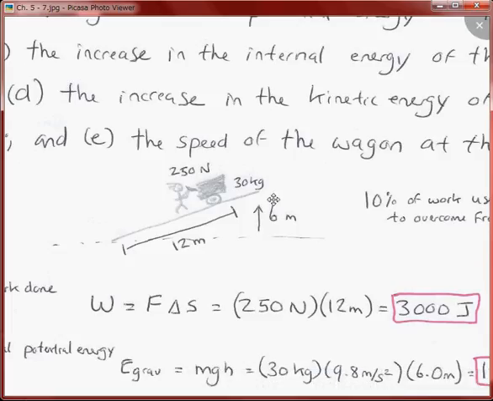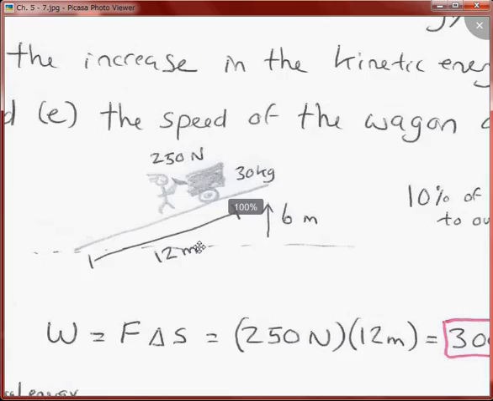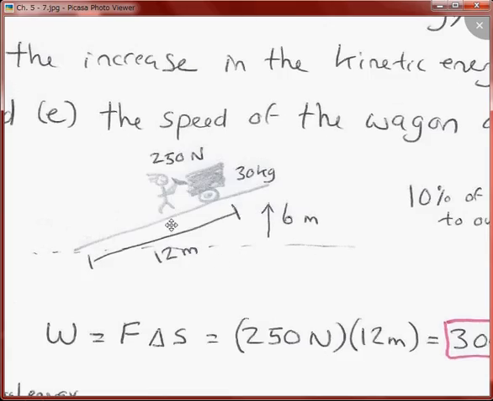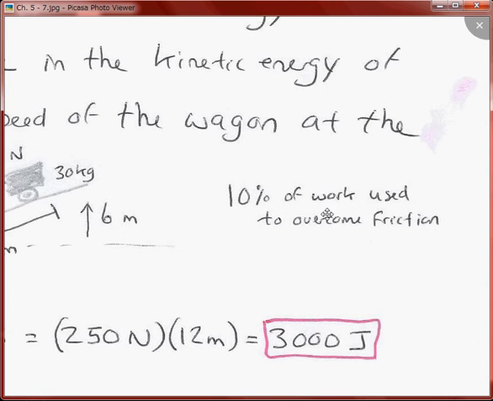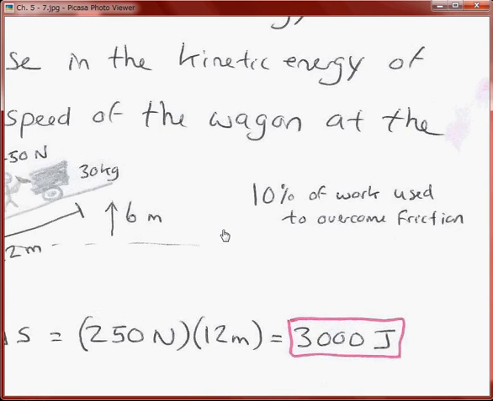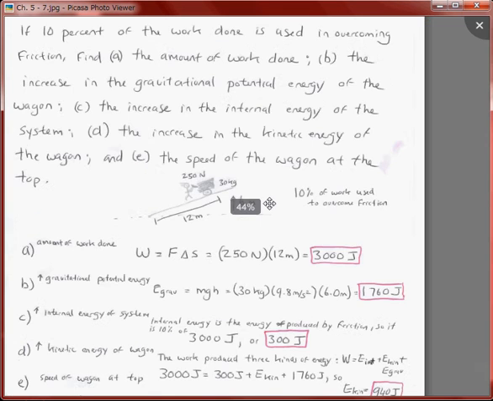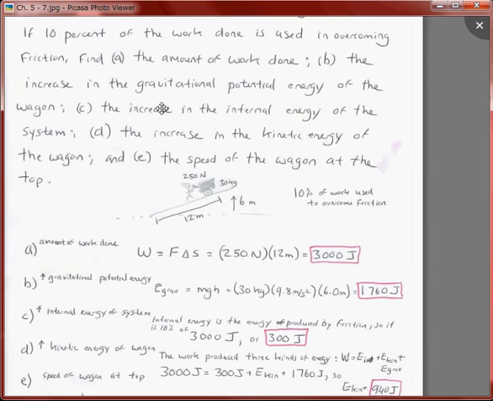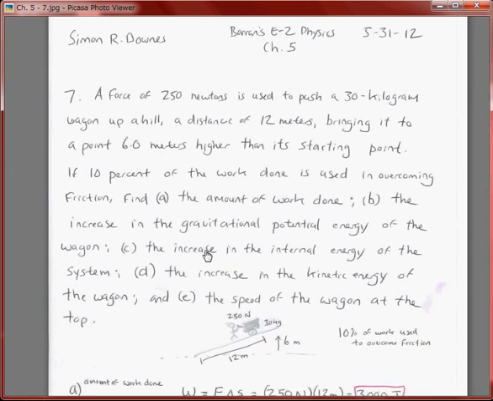Okay, let's give number 7 a try. First, take a look at this funny figure. Someone is trying to push this cart of 30 kilograms up a hill and is using 250 newtons of force and travels 12 meters, and the end point is 6 meters higher than when they started, and 10% of the work used is to overcome friction. Now you know this, let's look at this rather long question.